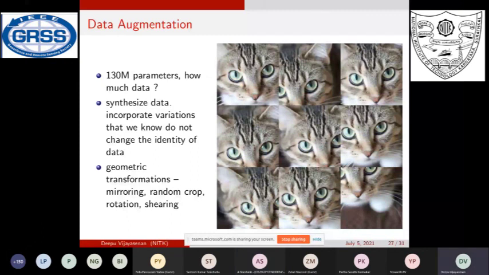So one of the answers in solving this data problem is to synthesize the data. For example, you take a cat and crop a little bit this side, it should still look like a cat. You can also do other geometric transformations such as mirroring, random cropping, rotations, a little bit of shearing. So we are actually using our visual knowledge here. That is, even if the object is slightly rotated or flipped left to right, it is going to be the same object. That takes care of camera effects such as zooming, tilting, etc.